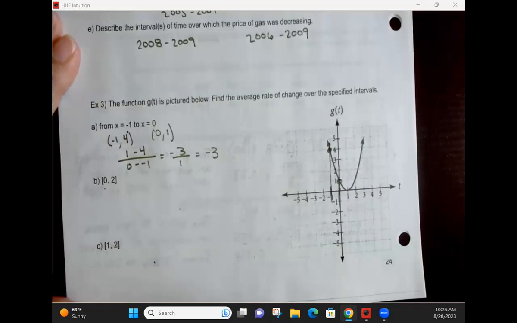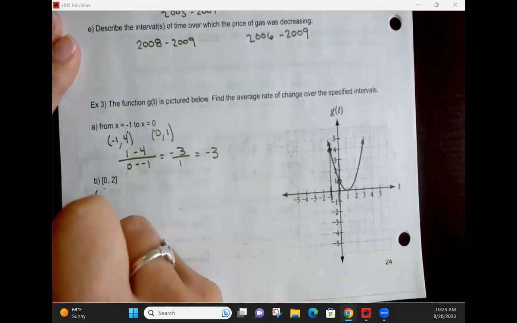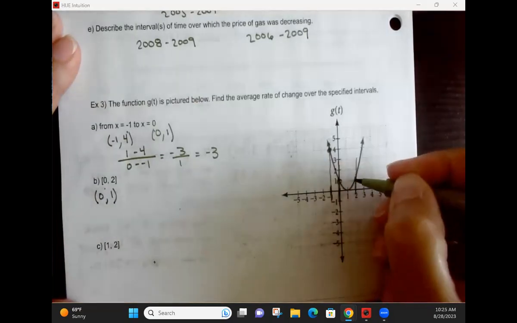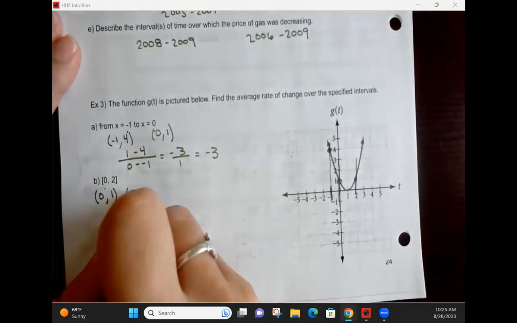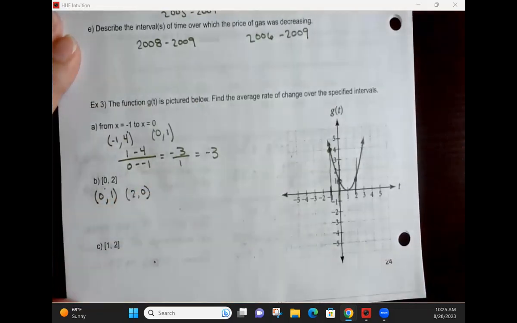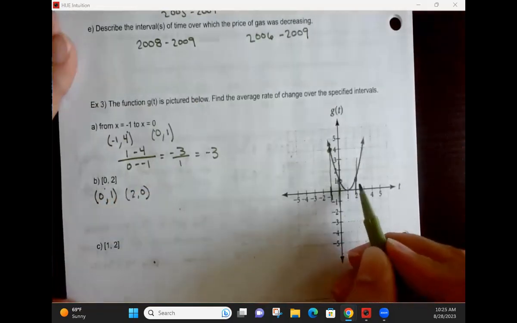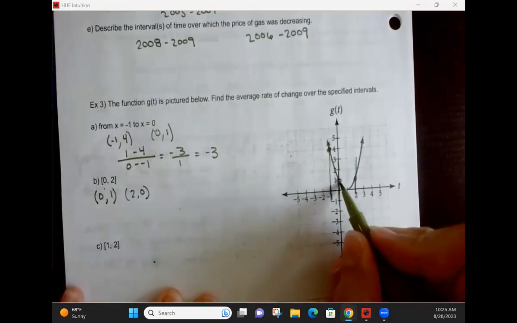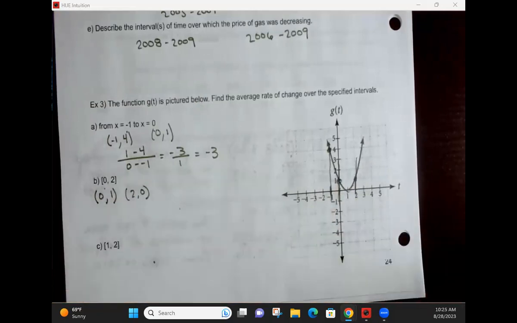From 0 to 2. So we know at 0, our point is 0, 1. And then at 2, when x is 2, we're right here. We're at 2, 0. What is happening to my graph? Not what is the average rate of change, but what is happening to my graph over this interval? It goes down and comes back up, right?